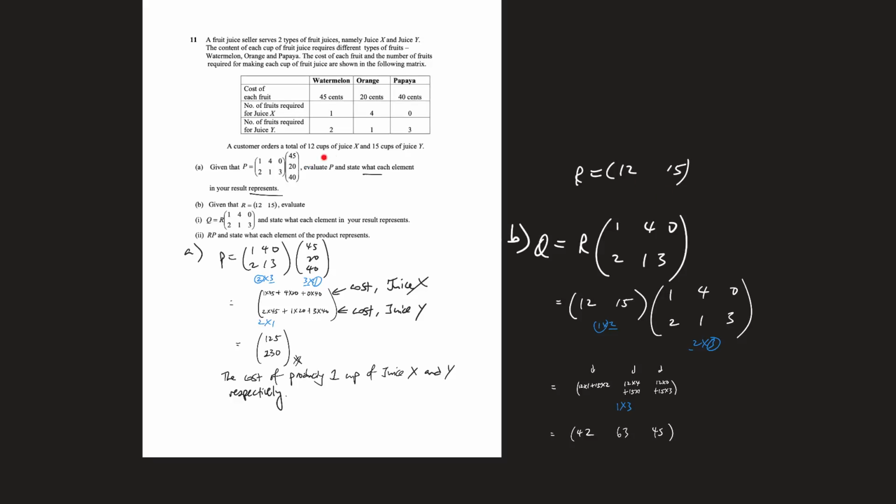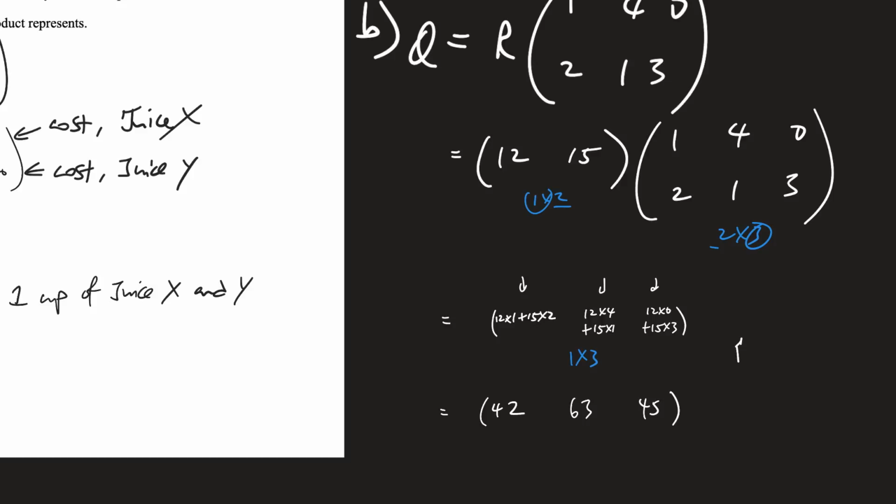It's over here. Some customer orders 12 cups of juice X, 15 cups of juice Y. So we can see, okay, 12 cups of juice X, and you can see here it's 12 multiplied by 1, and 1 is the number of watermelons required, right? So 12 times 1 is the number of watermelons required for this customer, because he has 12 juice X's, right? Plus 15, the juice Y, times 2. So that's the number of watermelons required for this customer for juice Y. So this is the total number.